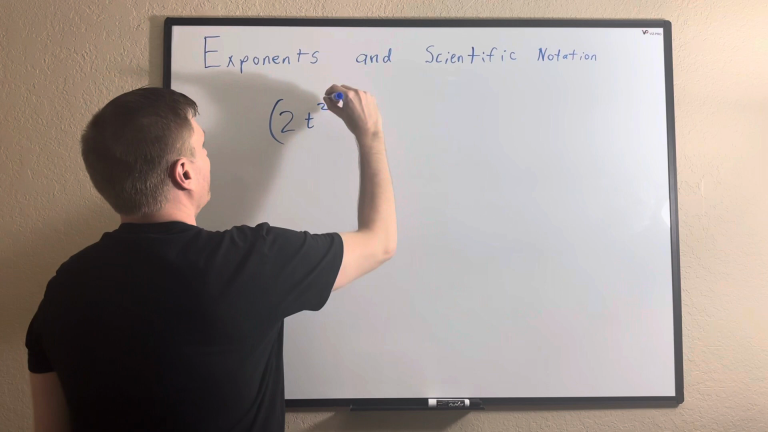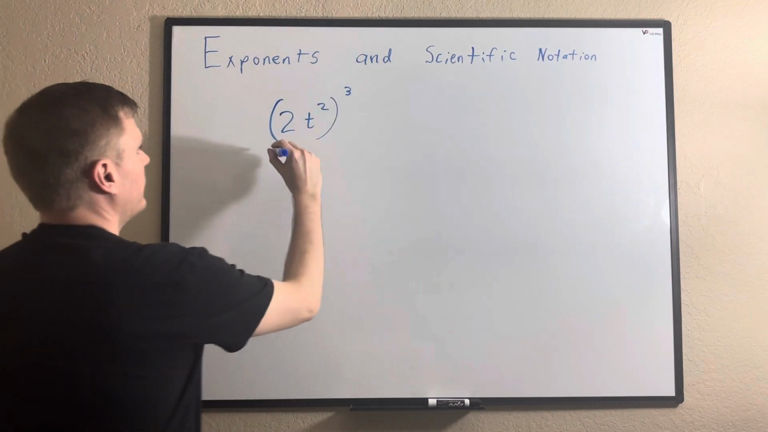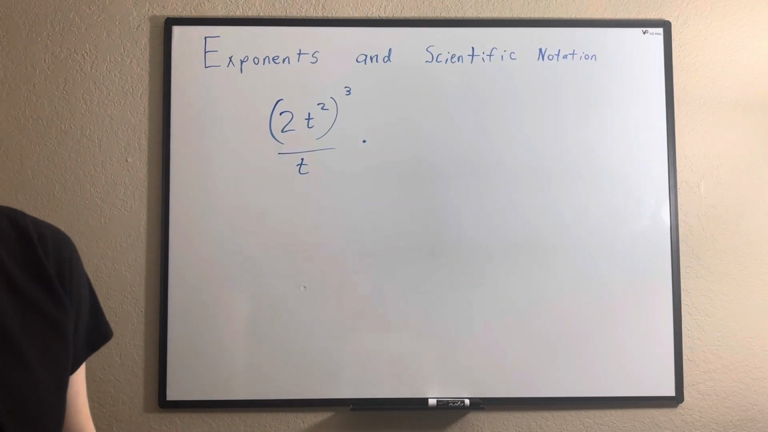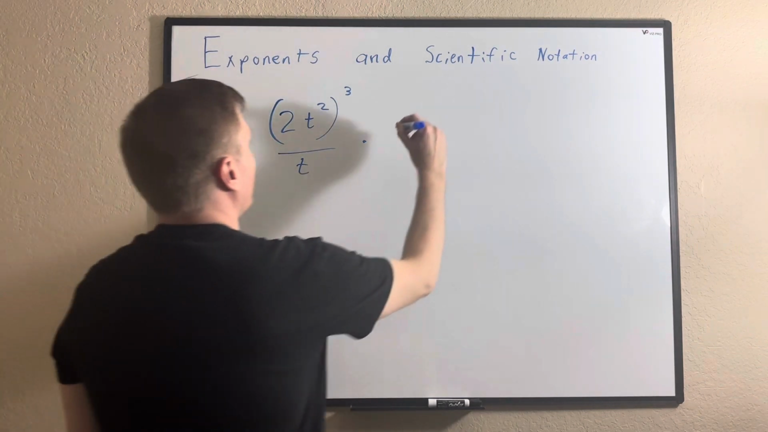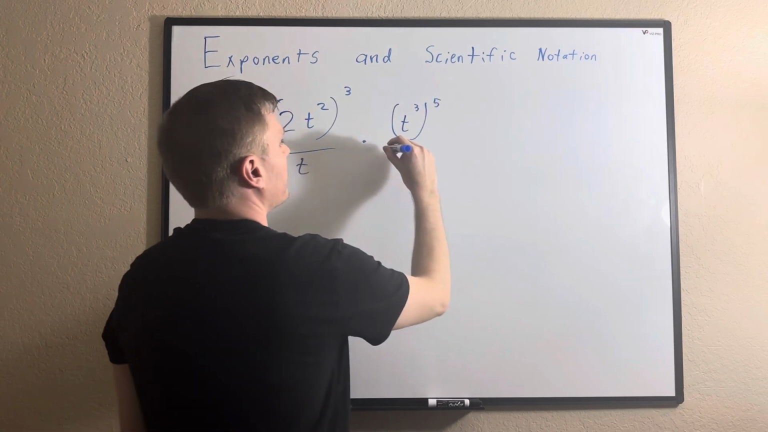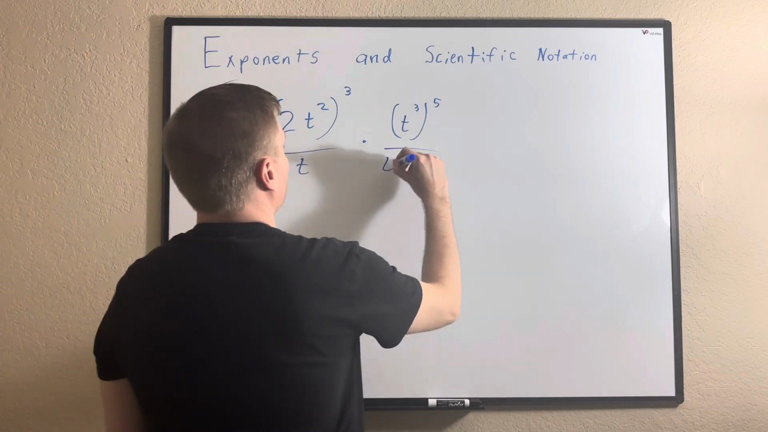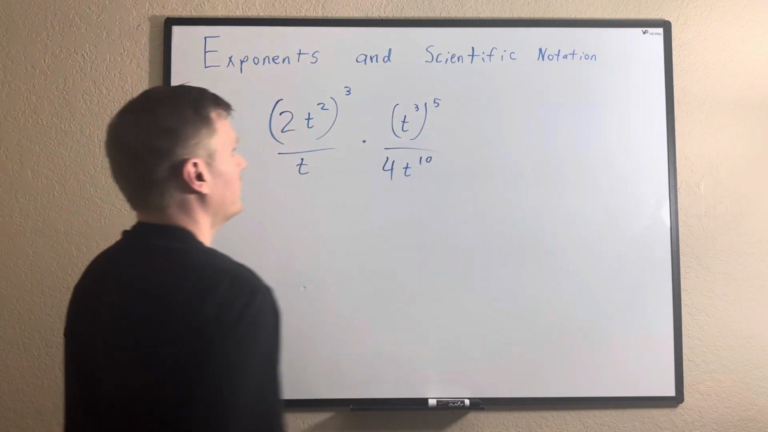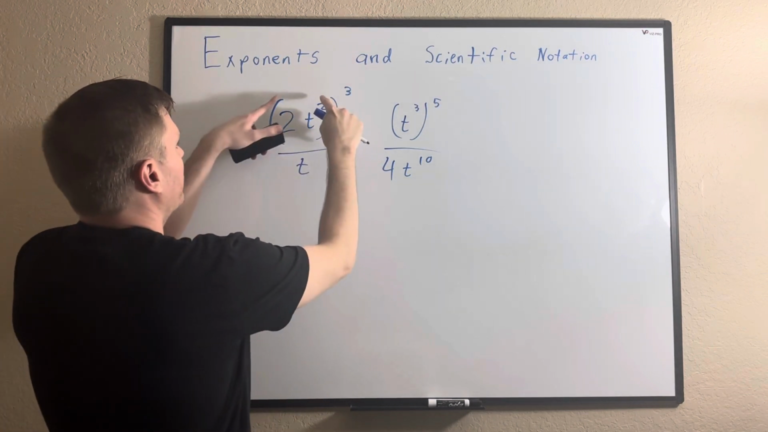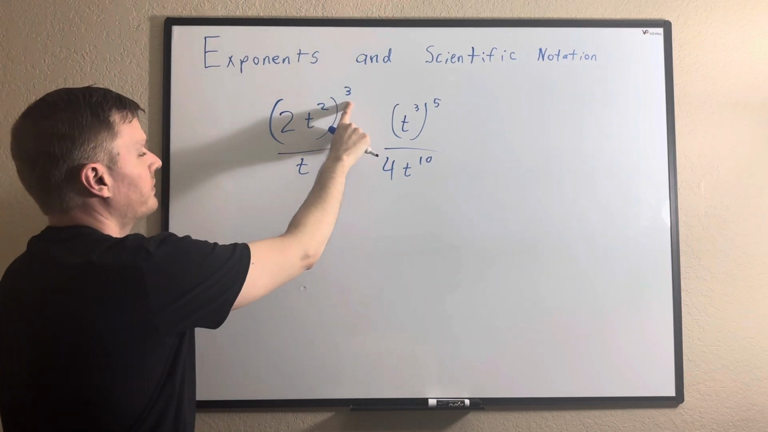2t squared, all raised to the third power, over t times t cubed to the fifth power, over 4t to the 10th. Okay, we're going to use all of our knowledge so far, plus we're going to learn something. Parentheses around this, so this whole thing is getting raised to the power of 3.